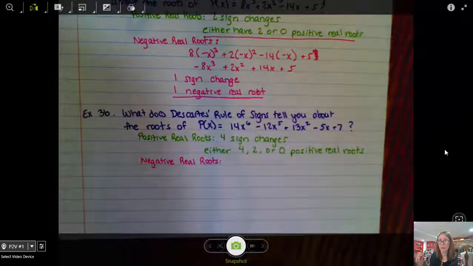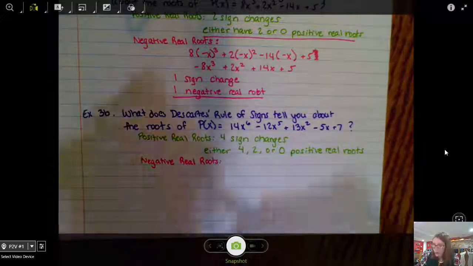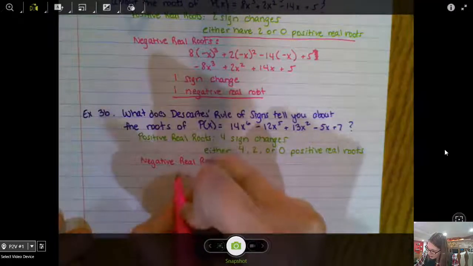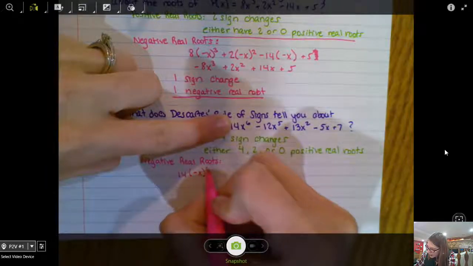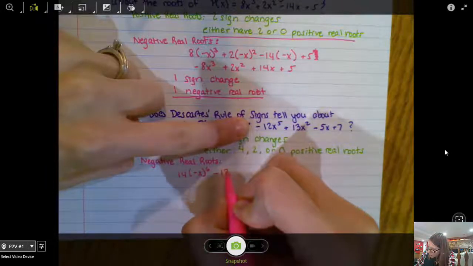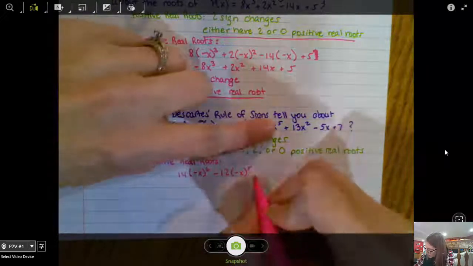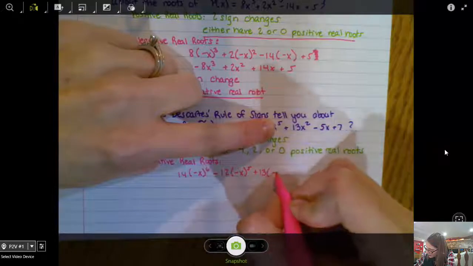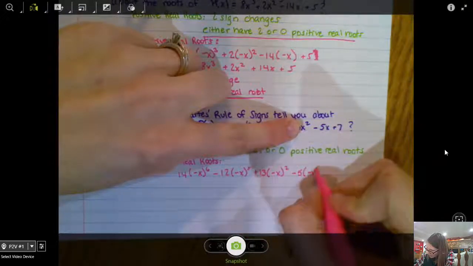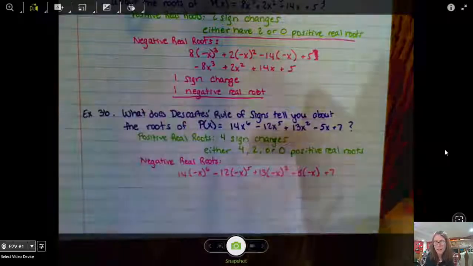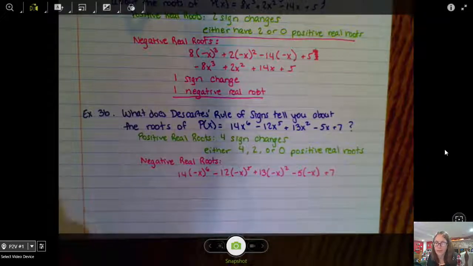To figure out my number of negative real roots, I need to imagine we took a negative x and plugged it into our equation. So I would take 14 times negative x to the 6th minus 12 times negative x to the 5th plus 13 times negative x squared minus 5 times negative x plus 7. Simplify and see what the signs of my coefficients are then.